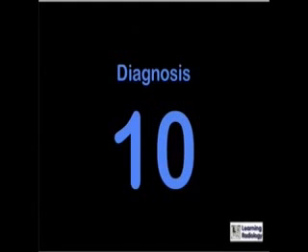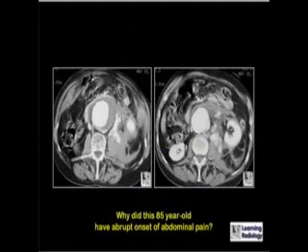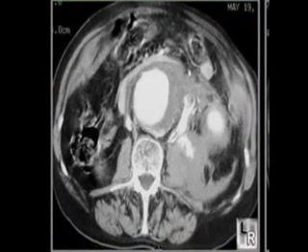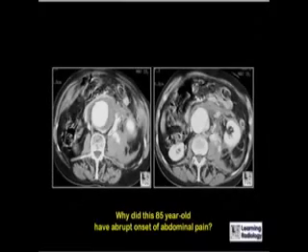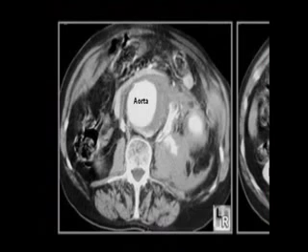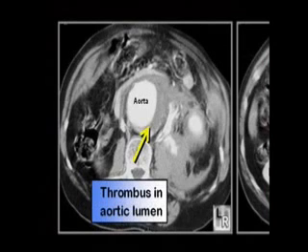Why did this 85-year-old have an abrupt onset of abdominal pain? You're looking at two contrast-enhanced CT images of the abdomen. There is thrombus, which is demonstrated by the yellow arrow, that separates the contrast in the aorta from the wall of the aorta, but that's not what the big problem is.